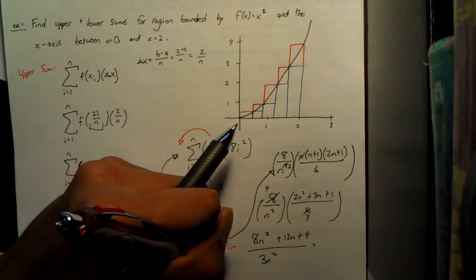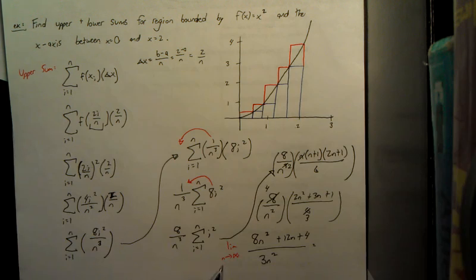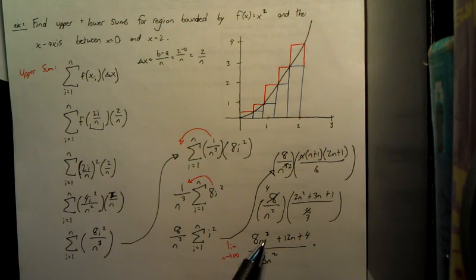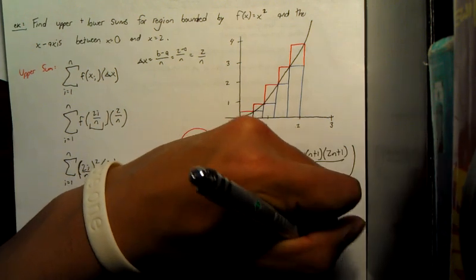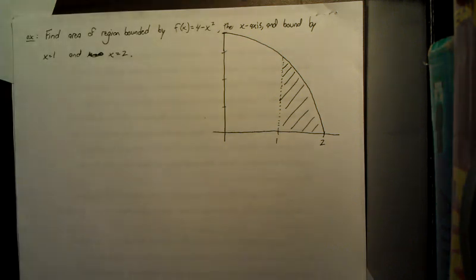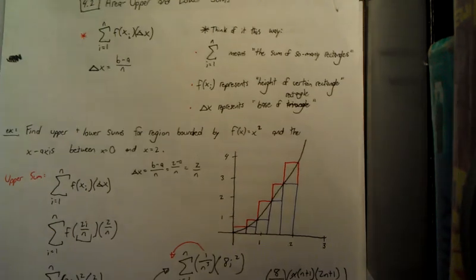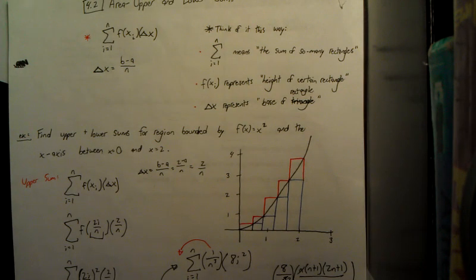Let's put a limit in front of that. Now that we've got that limit in front of it, since they have the same number raised to the same power, it's just a ratio of the coefficients. So our answer is 8/3. Now that was the upper sum.